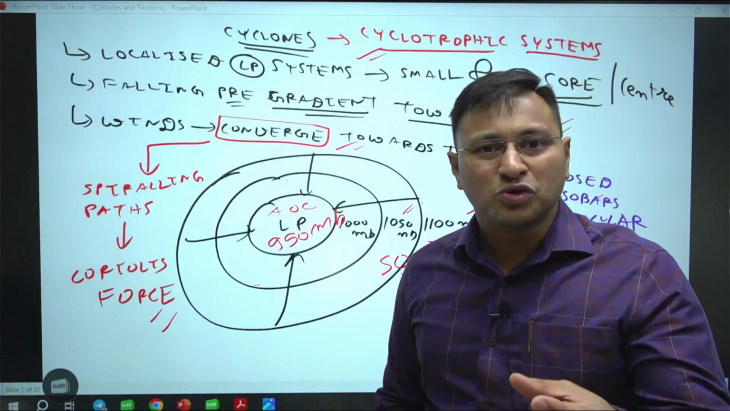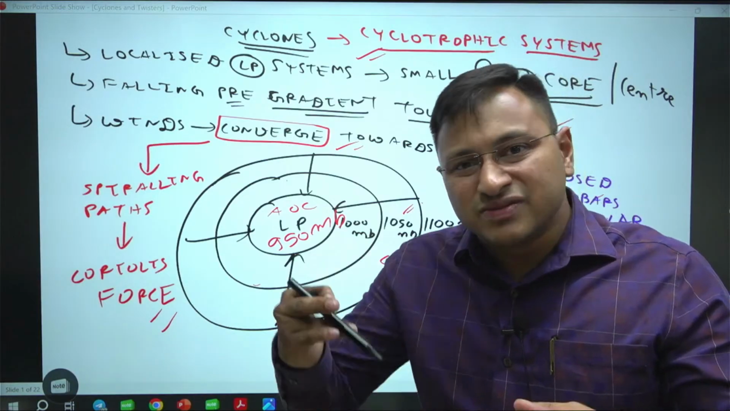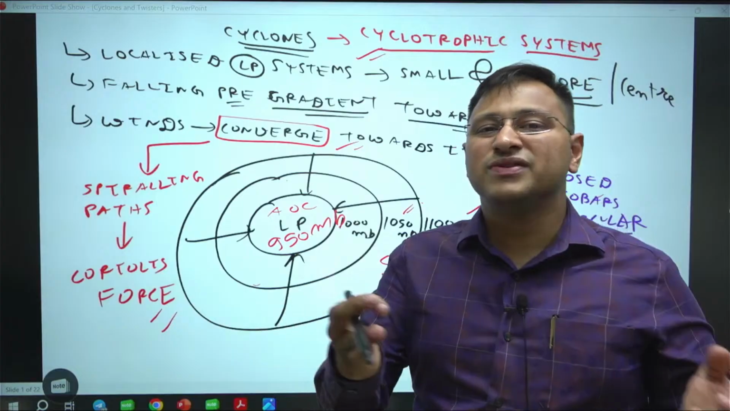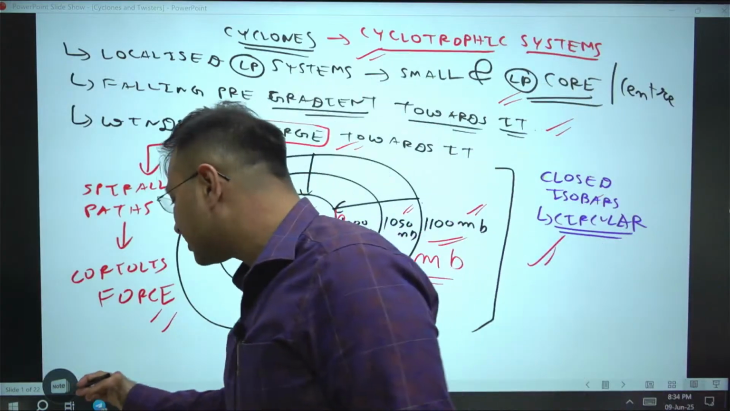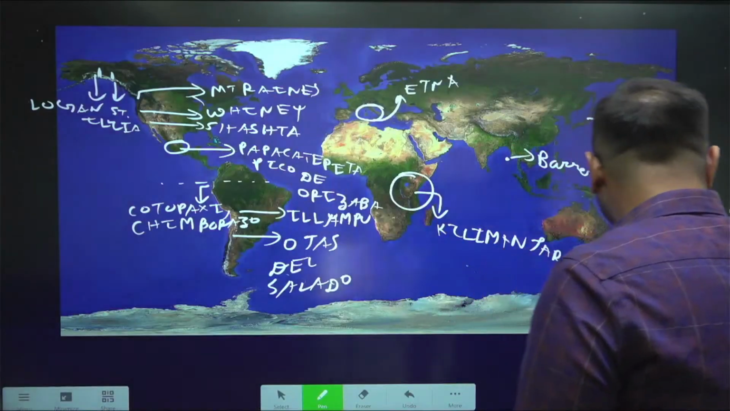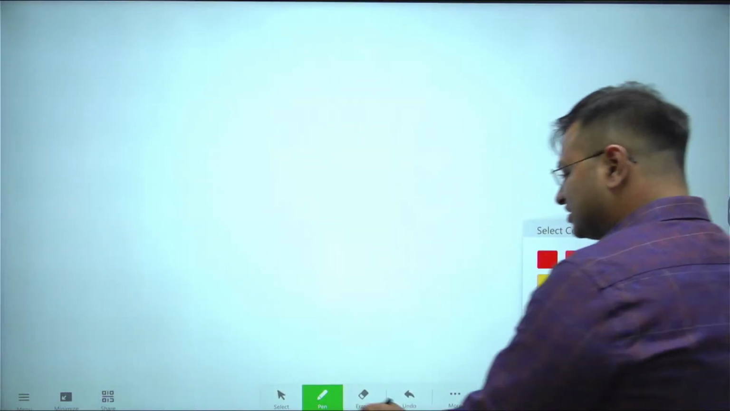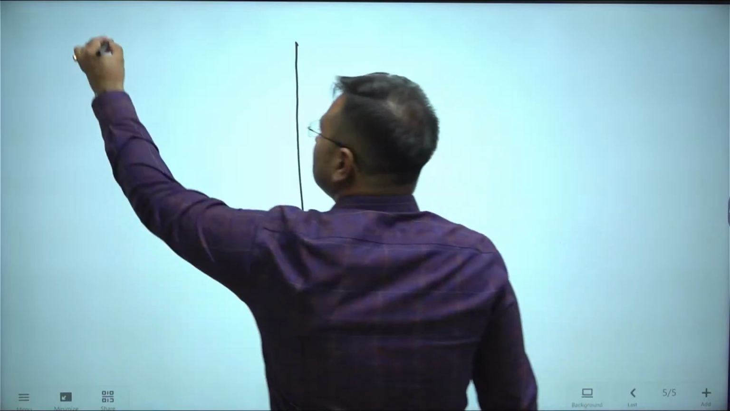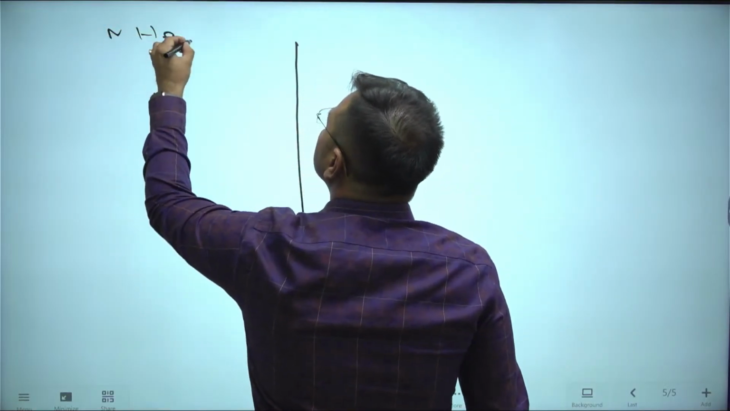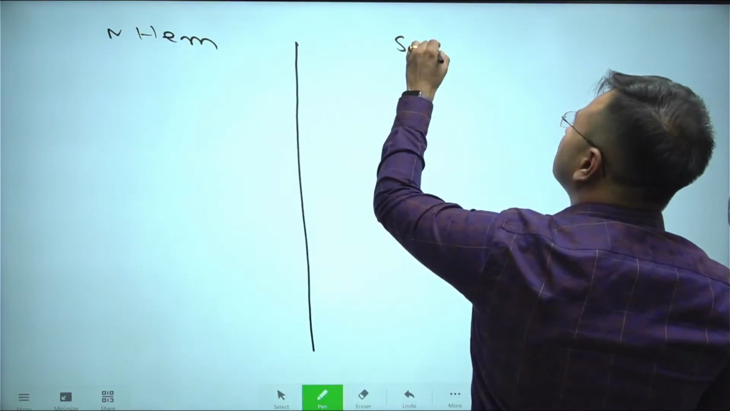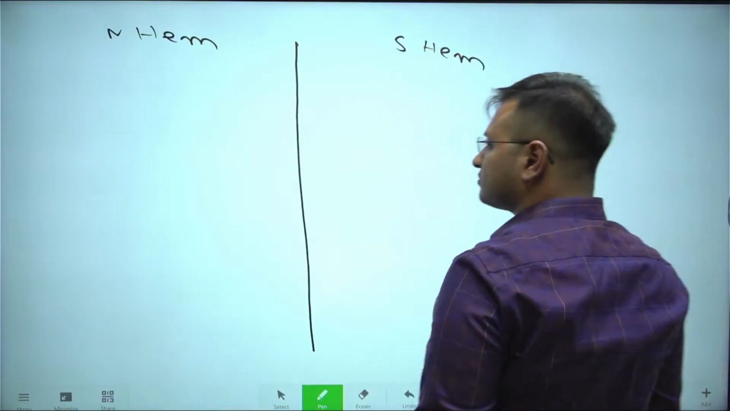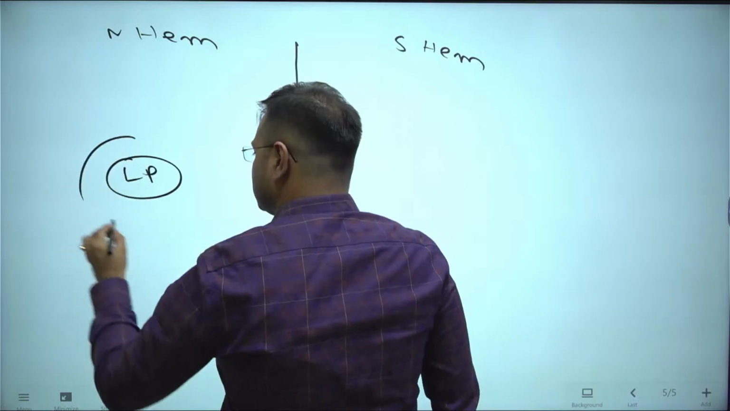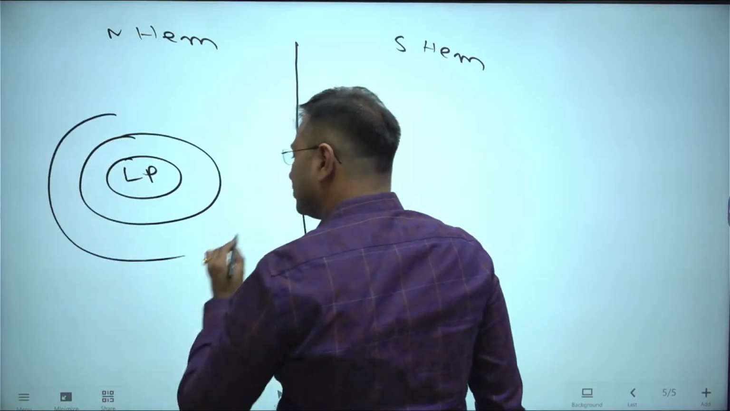Because of Coriolis force, the winds will start spiraling towards the center, towards the right if you are in the northern hemisphere, and towards the left if you are in the southern hemisphere. So if we are trying to understand the direction of spiraling of cyclones in the northern hemisphere versus the southern hemisphere, let's say I'm talking about the northern hemisphere first. So this is your low pressure core and this is your cyclone.